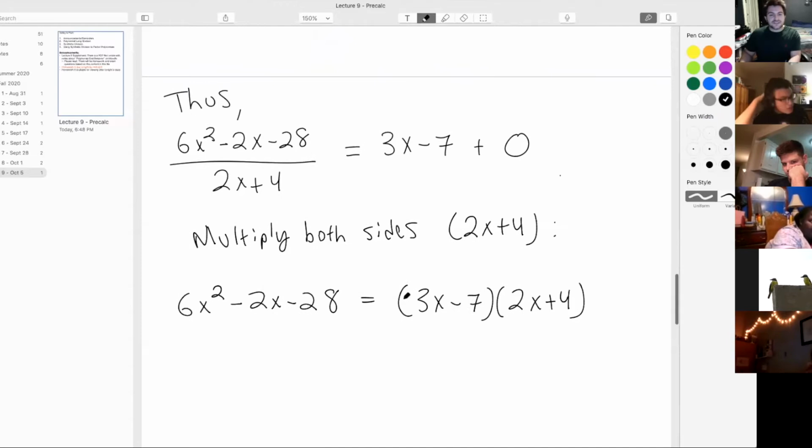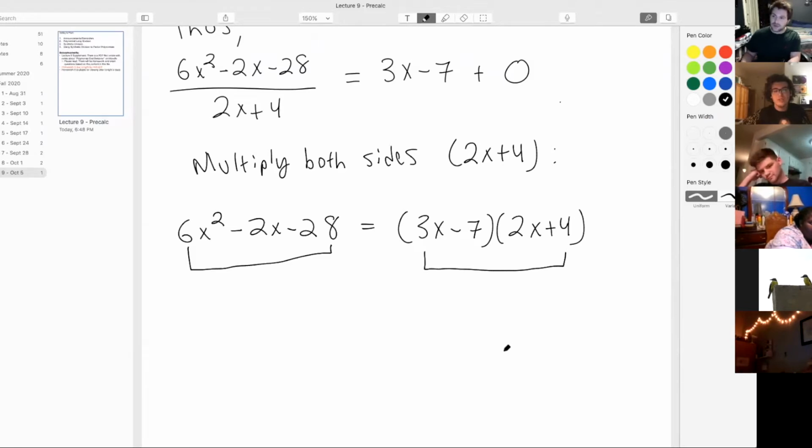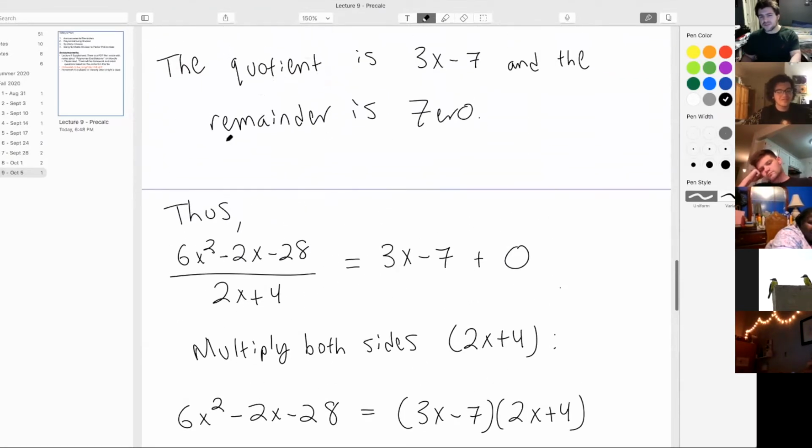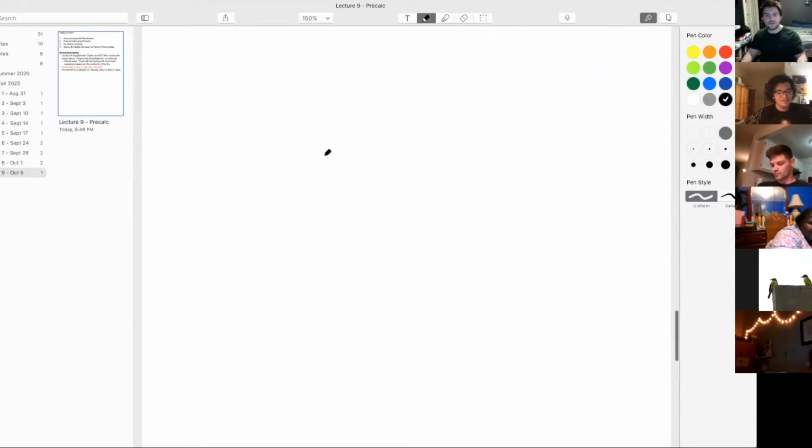So what's interesting, look what happened. We actually were able to factor this quadratic using polynomial long division. We factored it as 3x minus 7 times 2x plus 4. So that's a hint of things to come. Put that in the back of your head. We did factor this, and the reason we're able to factor it is because the remainder was 0. So let's keep moving. We're going to do another example.